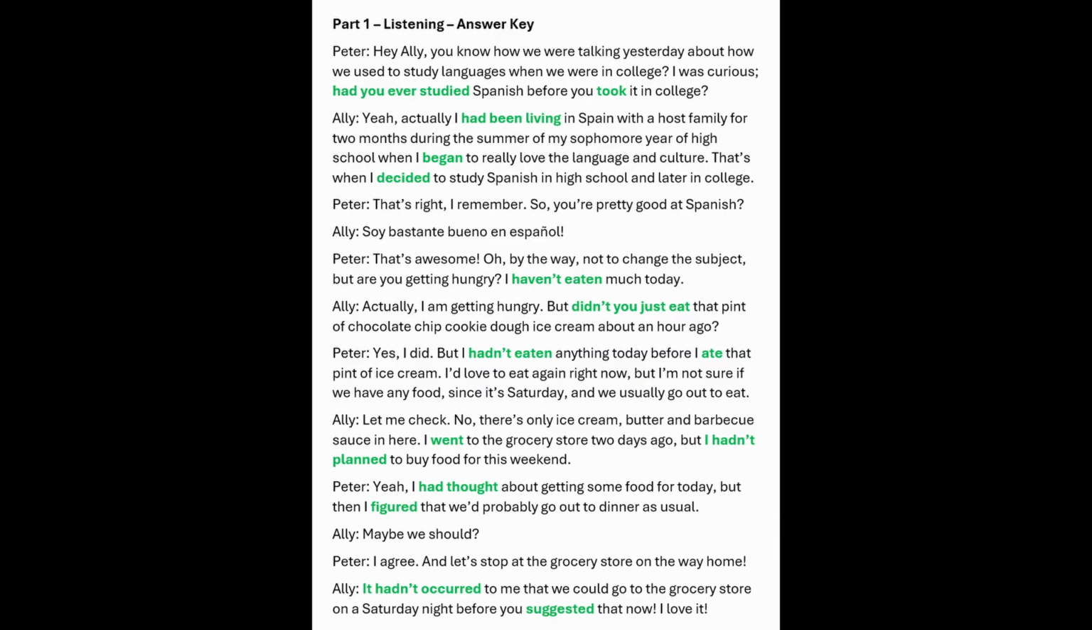I went to the grocery store 2 days ago, but before then, before she went to the grocery store, she had not planned to buy food for this weekend, right? So the first action was she hadn't planned to buy food for the weekend, and then she goes to the grocery store and she does not buy food for the weekend, right? So I hadn't, that's first, and then she went to the grocery store, that's second. All right, again, that's context. That explains why she didn't buy that much food when she went to the grocery store after she had not planned to buy food for this weekend, okay?